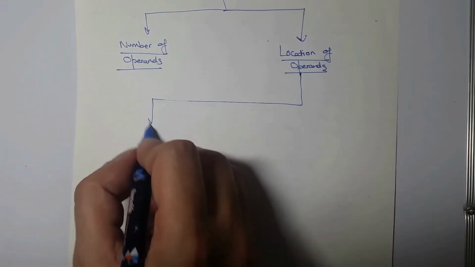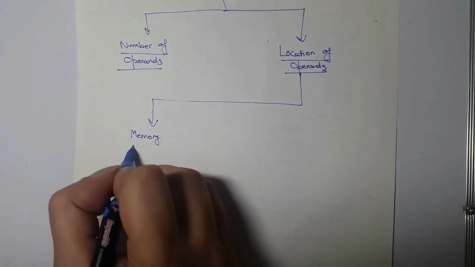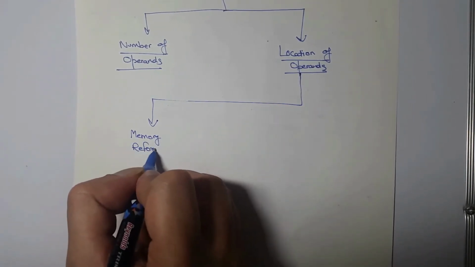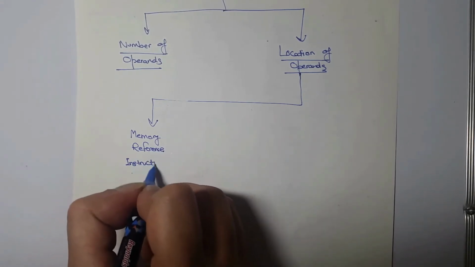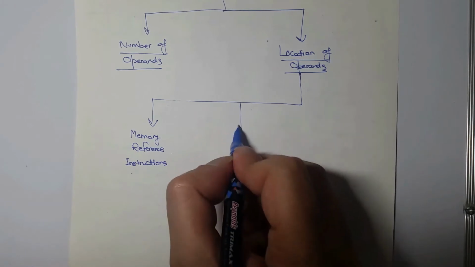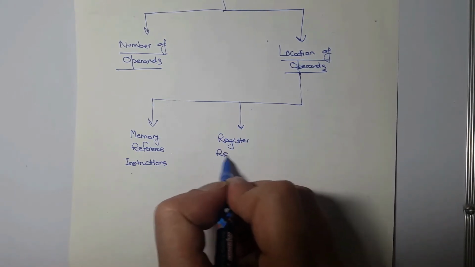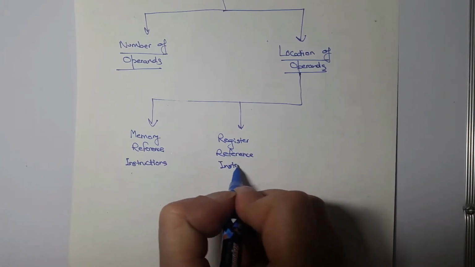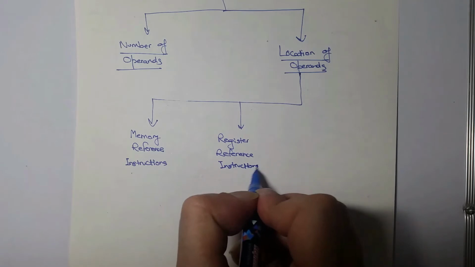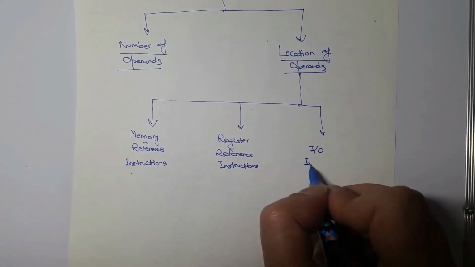First, memory reference instructions. Second is register reference instructions. And third is IO instructions.